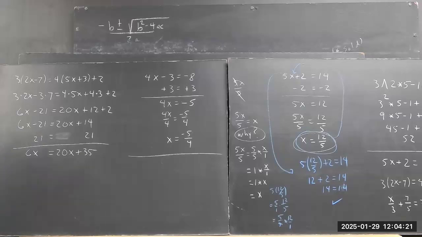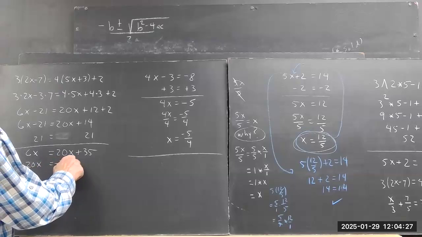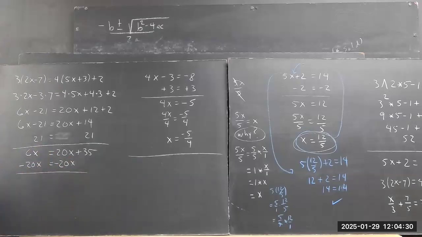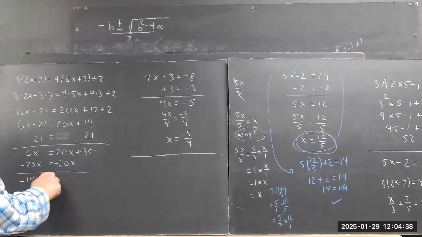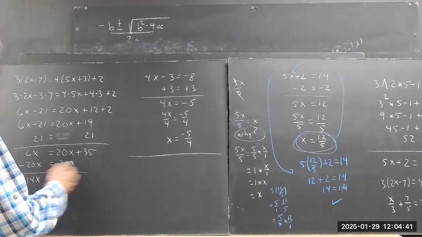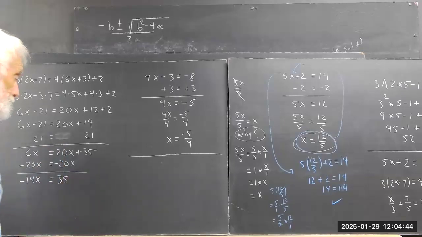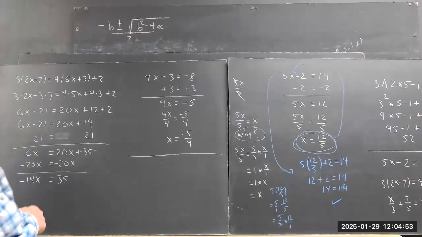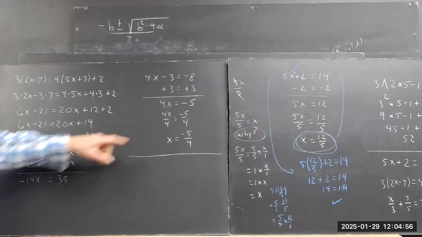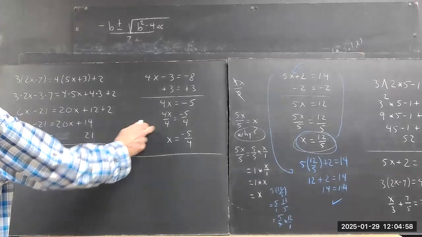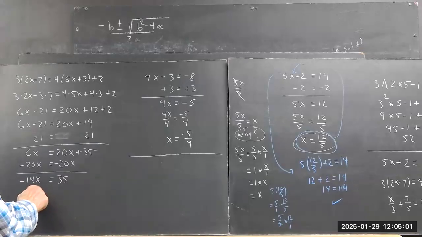And the way we do that is we then say, okay, I'm going to take negative 20x equals negative 20x, and I'm going to add these two equations. 6x and negative 20x, well, 6 and negative 20 is negative 14. That's negative 14x. And 20x minus 20x is 0, and now we get 35. So x is... oh, it's negative 2.5. But you work that out. Now we're on familiar territory, just like we were here. We divide both sides by negative 14.